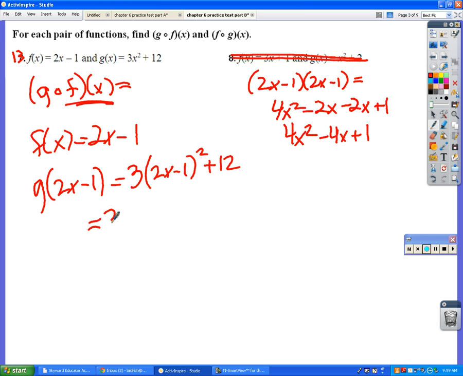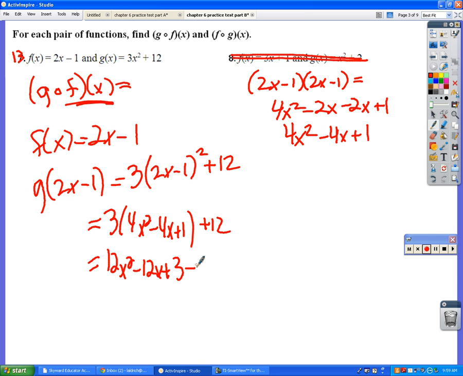So I need to take that whole thing and multiply it by 3 and then add 12 onto the answer. If I multiply the whole thing by 3, I get 12x squared minus 12x plus 3 plus 12. Then combine my like terms, final answer: 12x squared minus 12x plus 15.